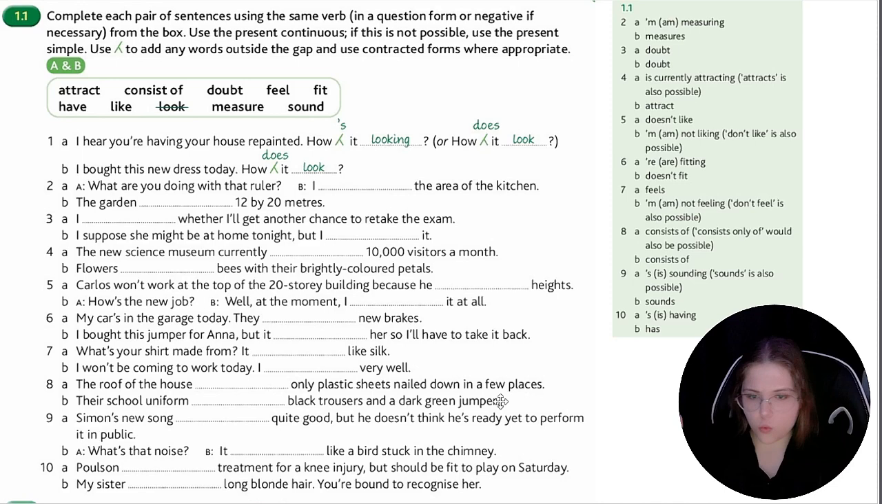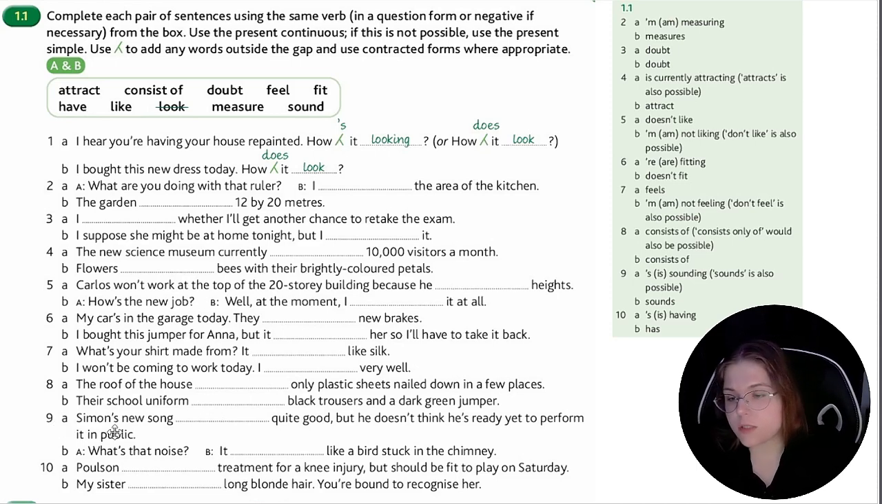So we can't use present continuous here at all. The same with our school uniform. This is just written in our school rules that we have to wear this uniform, and this uniform is black trousers and a dark green jumper without any processes. Next, Simon's new song sounds quite good, but he doesn't think he's ready yet to perform it in public.